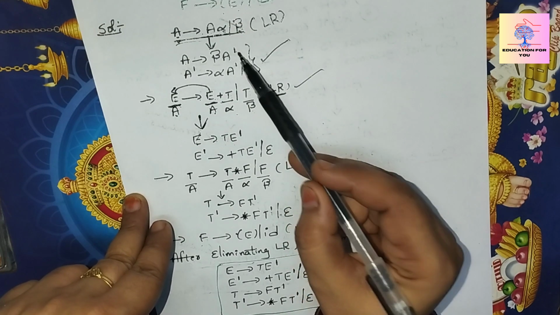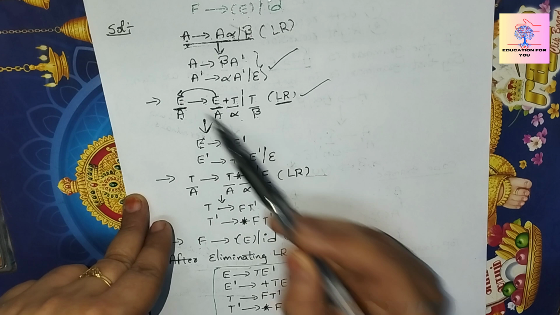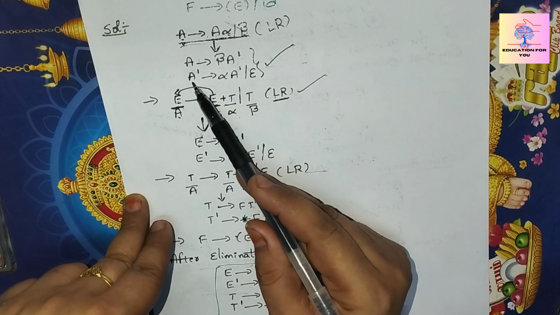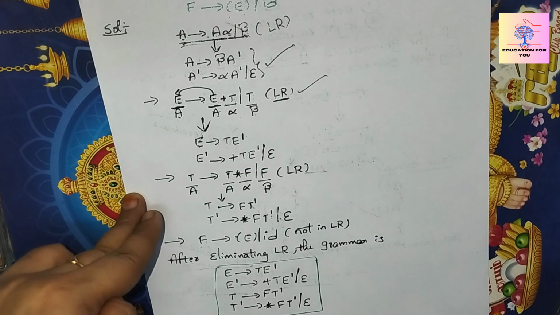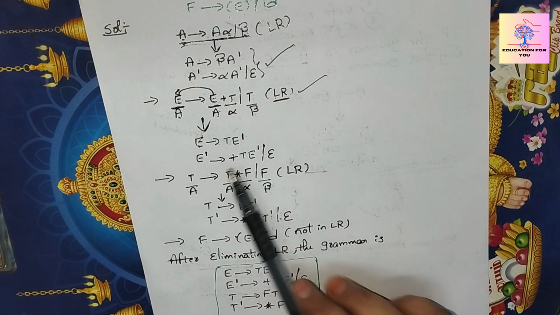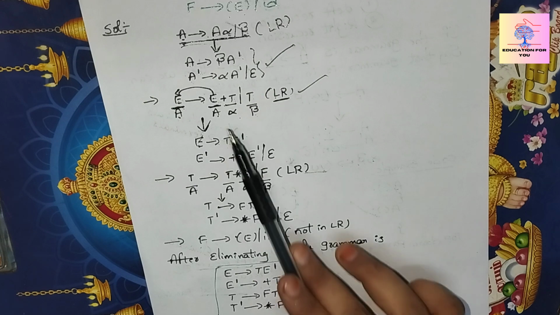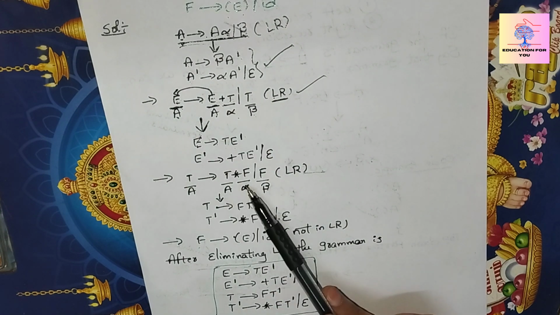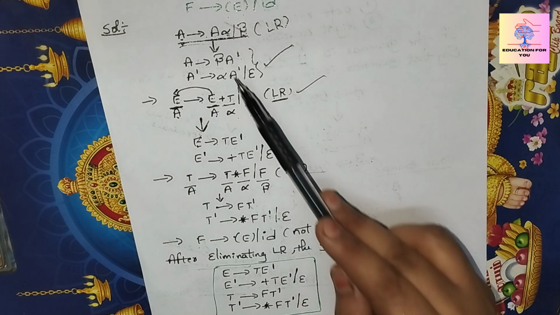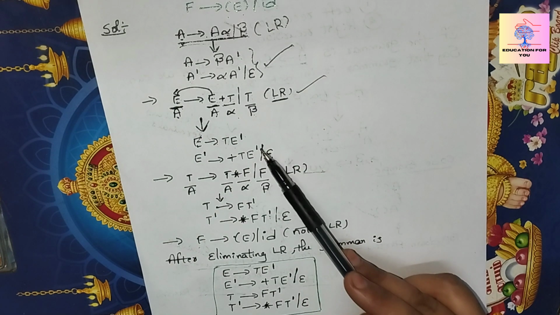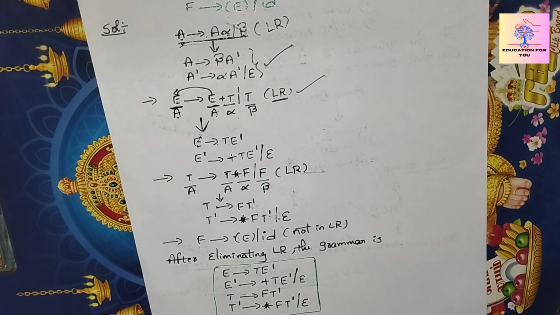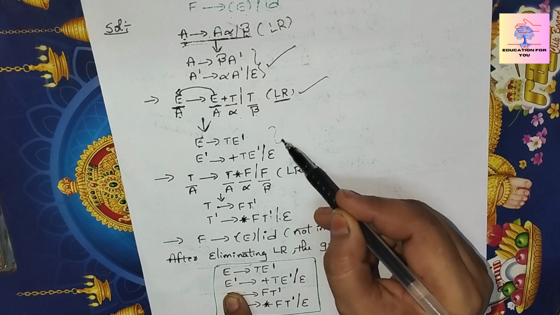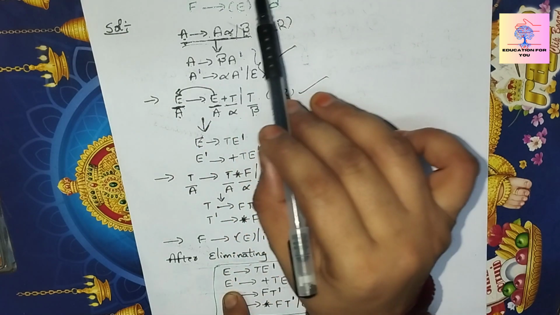and A dash, since A means E, A dash means E dash. So the first production is over. Now the second one: A dash means E dash produces alpha, and alpha here is plus T. After that, A dash, that is E dash, or epsilon. So we eliminate the left recursion in this production by using these two rules. The first one is over.